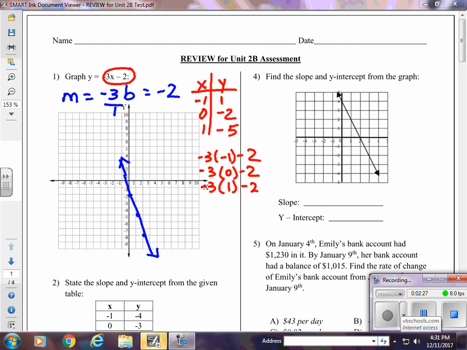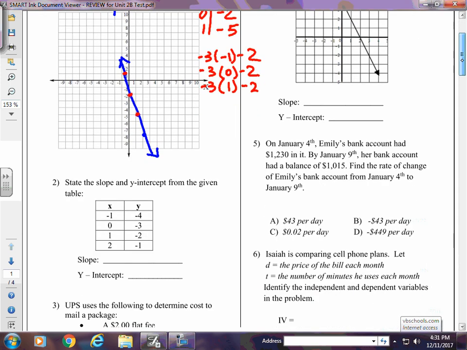So from that table, now I can actually plot those and see what happens with the line. And I'm going to use the line that's already there, because negative 1, positive 1 is right here. 0, negative 2 is right here, and 1, negative 5 is right here. Notice that those same 3 dots were on the line that I drew by using the m and b method. So it gives you the same answer regardless of which method you use. You just have to graph correctly from your methods.